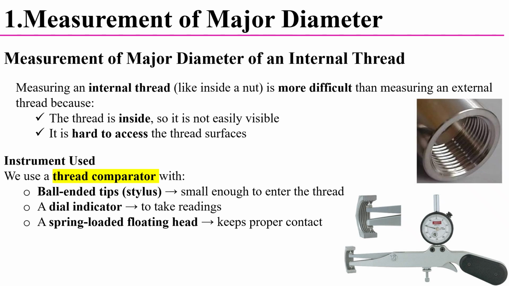This thread comparator consists of ball ended tips. In the schematic you can also observe these ball ended tips, which we also call the stylus. They have a small enough diameter to enter the thread. It also consists of a dial indicator to take the readings, and another part is the spring loaded floating head, which keeps proper contact.